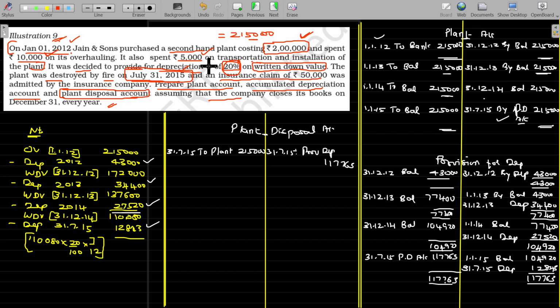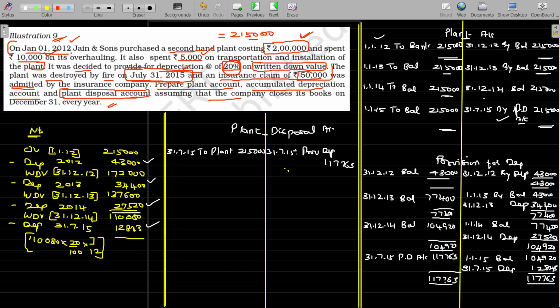Now, how much compensation did we receive here? We have received compensation of rupees 50,000. Either it may be received or it may be assumed to be outstanding. But here it is admitted by the insurance company. They have accepted to pay, but as such it is not yet paid. So then automatically it becomes a due. So insurance claim account debit to plant disposal. In a due entry, the party's name will come.